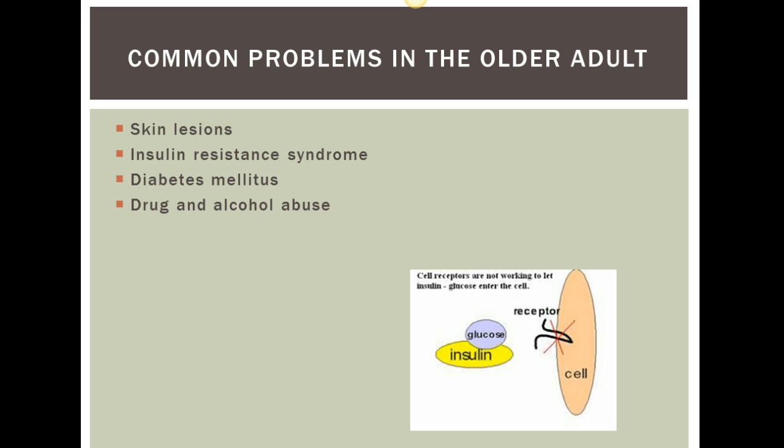In the next couple of slides, we're going to review common problems in the older adult. We will discuss skin lesions, insulin resistance syndrome, diabetes mellitus, and drug and alcohol abuse.